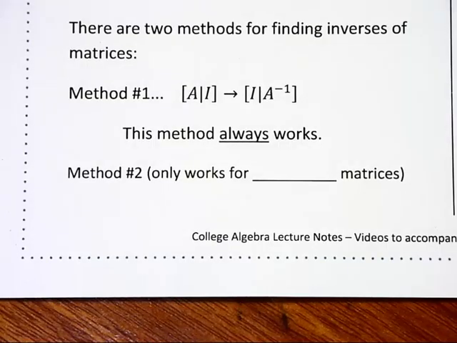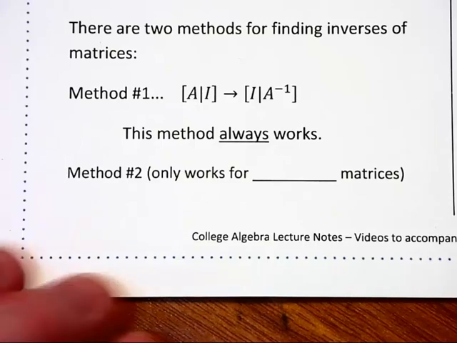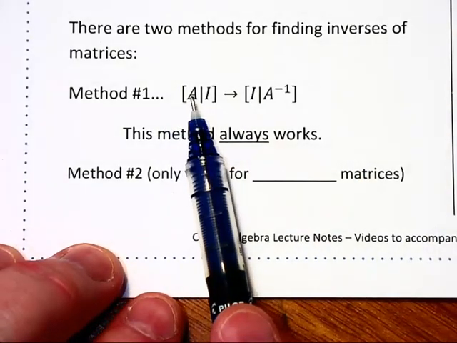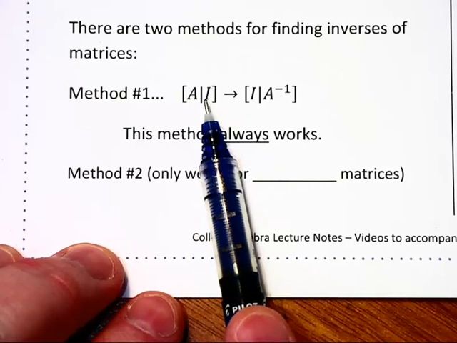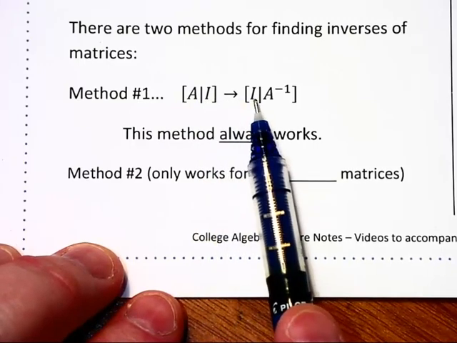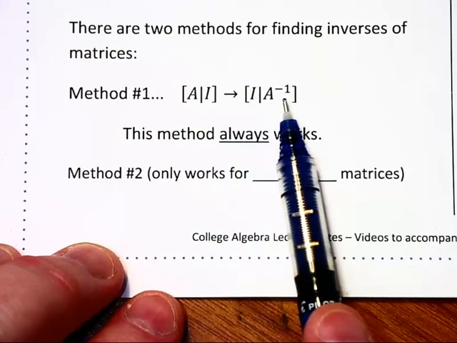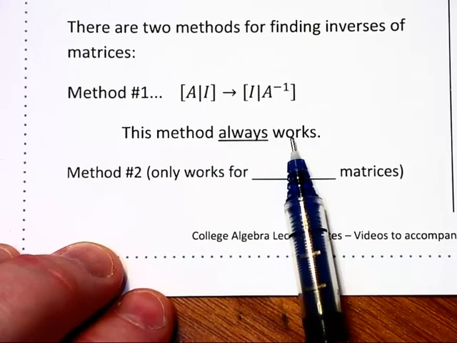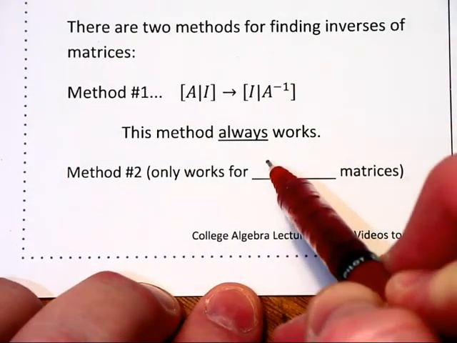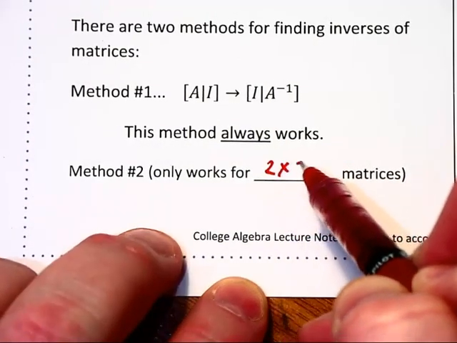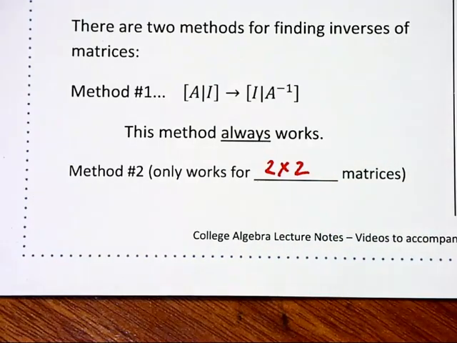Now, how do you find the inverse? Well, there are really two methods. Method number one says form an augmented matrix with A and the identity matrix. Do row operations until you have the identity on the left, and what's on the right will be your inverse. This method always works. Method number two, which I'm going to show you later, only works for 2 by 2 matrices. It will not work for 3 by 3, 4 by 4, and beyond.